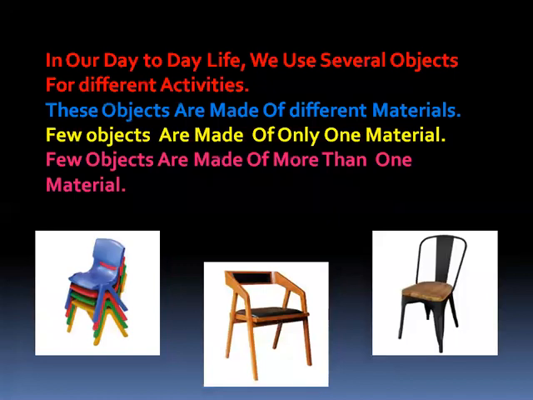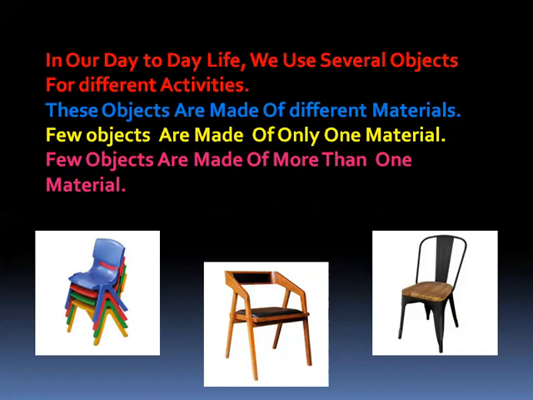In our day-to-day life, we use several objects for different activities. These objects are made of different materials. A few objects are made of only one material. You can see the first picture, the plastic chairs. There only one material is used, that is plastic. And a few objects are made up of different materials, more than one material.